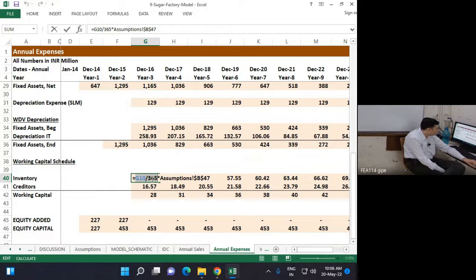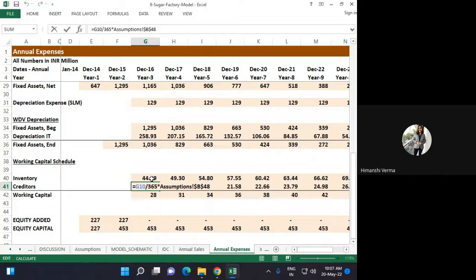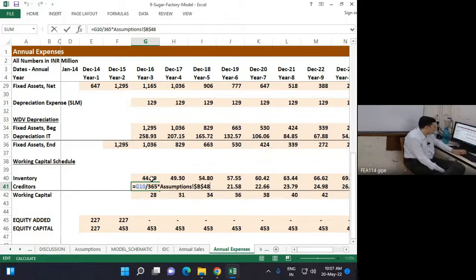Okay, so that's how we are getting the inventory. And then out of this, again the same 403 million COGS divided by 365, that is again daily COGS into 15 days worth of credit period or the amount of credit suppliers are providing. Correct. And current assets minus current liabilities is working capital.